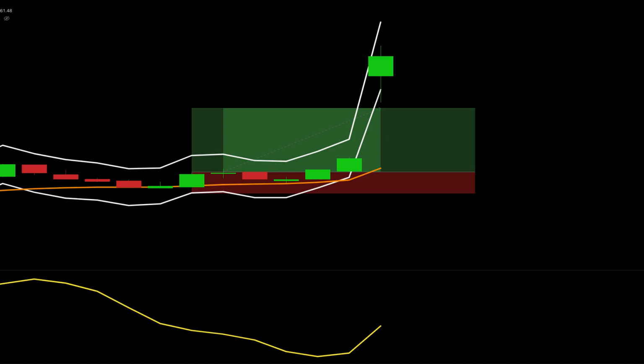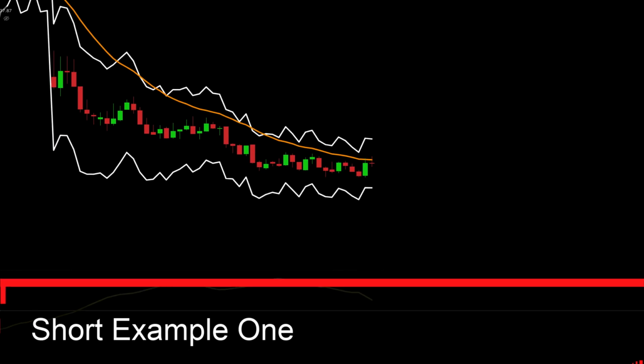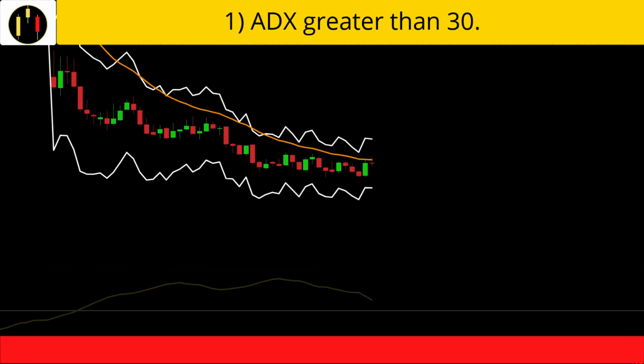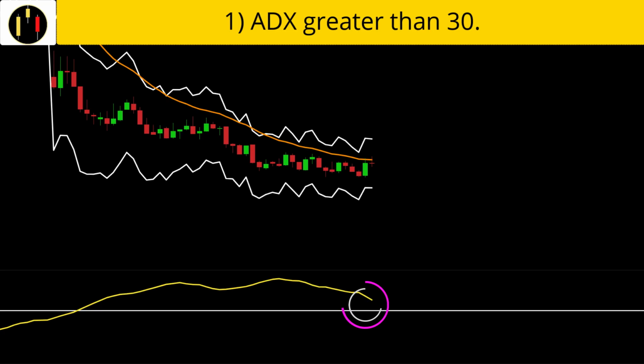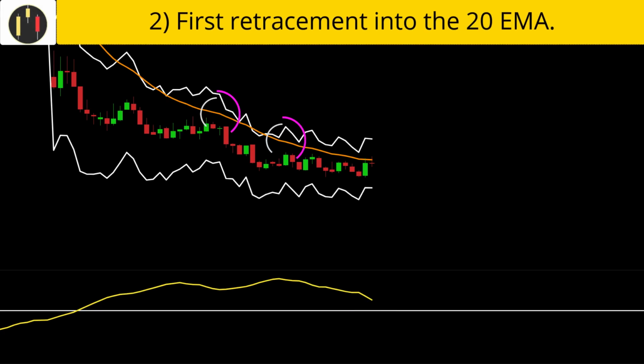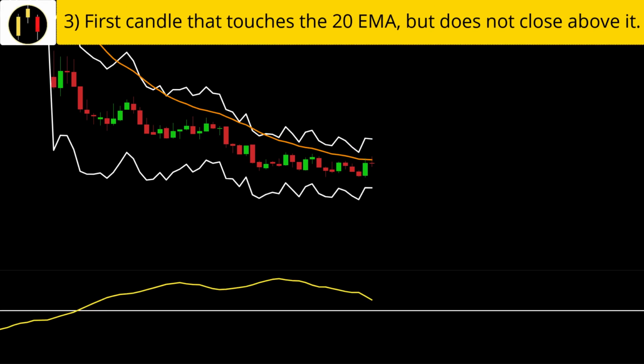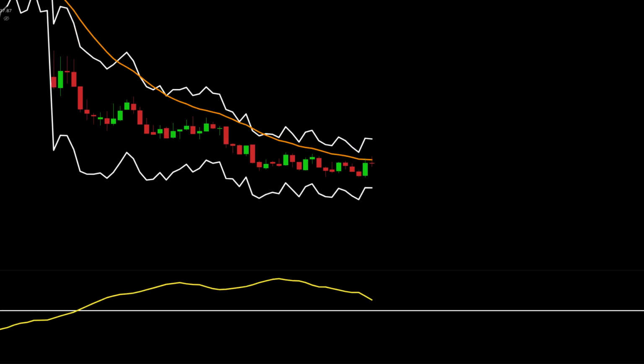Now we flip to shorts. This is what I will test for shorts. First, the ADX must be greater than 30. Here we can see it well above the white line. Then we need to see price trading below the 20 EMA and then look for the first touch back into the orange line. Third, price should not close above the 20 EMA.